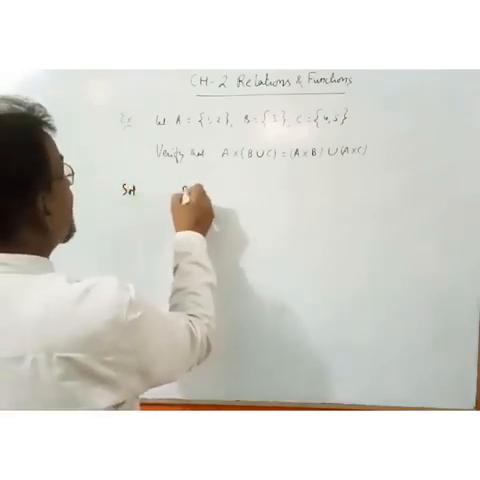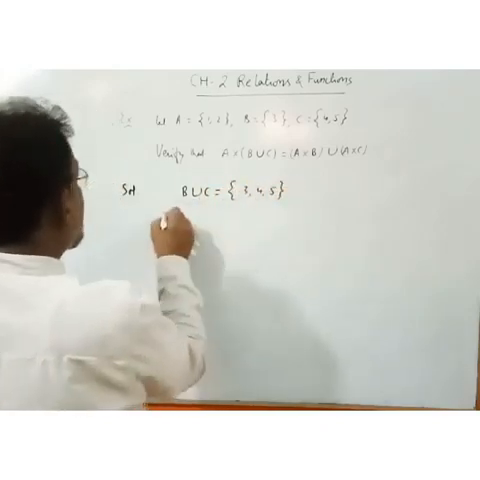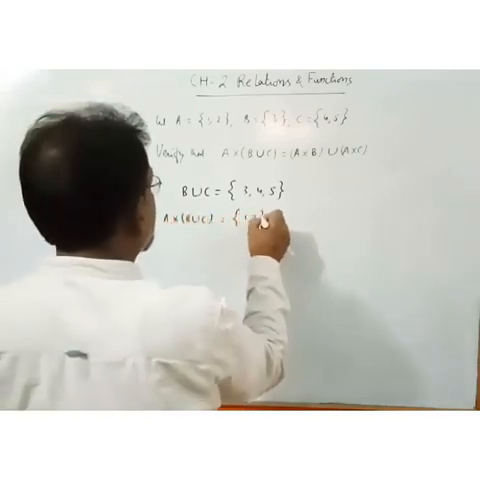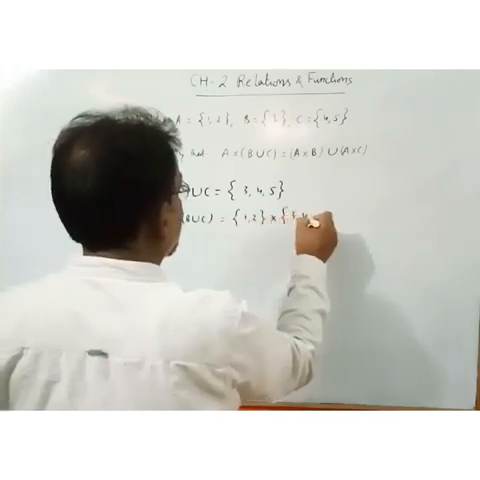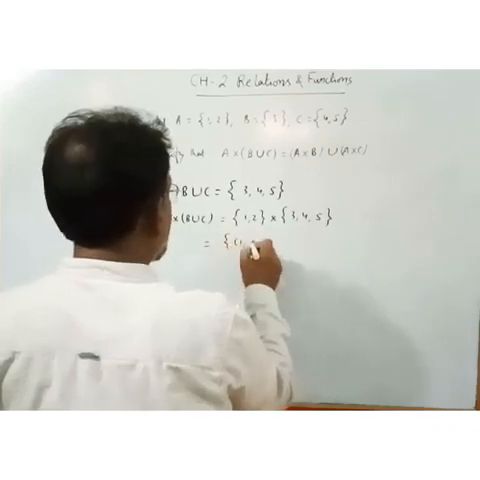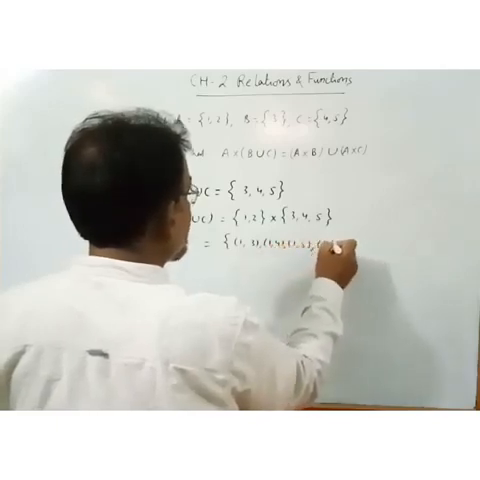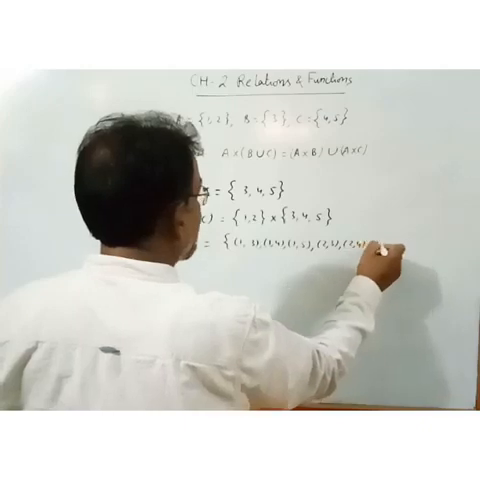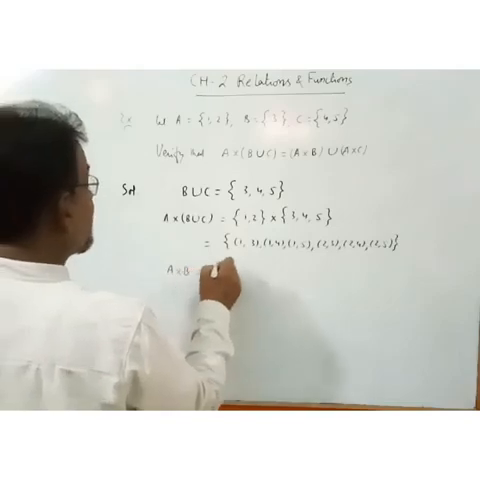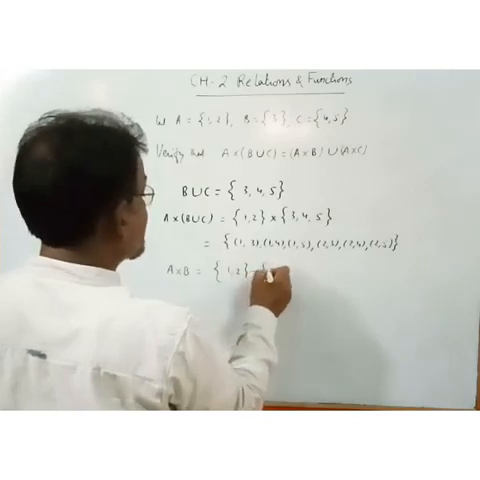Let us see whether this property is verifiable or not. Set theory you all know. So first of all we shall find B union C. B union C will be {3, 4, 5}. Now A cross (B union C) will be {1, 2} cross {3, 4, 5}. This will give you all possible ordered pairs: (1,3), (1,4), (1,5), (2,3), (2,4), (2,5).